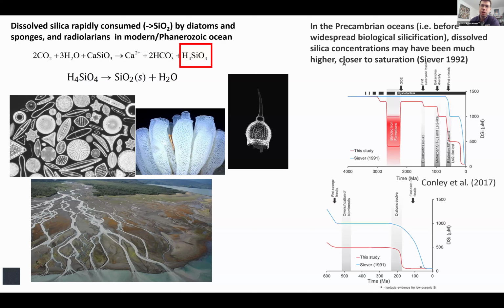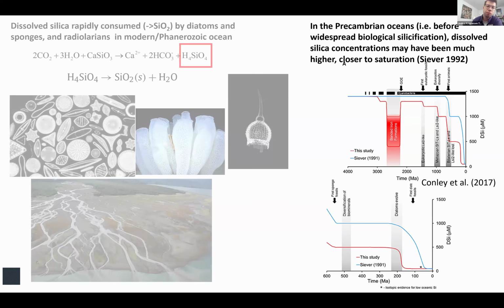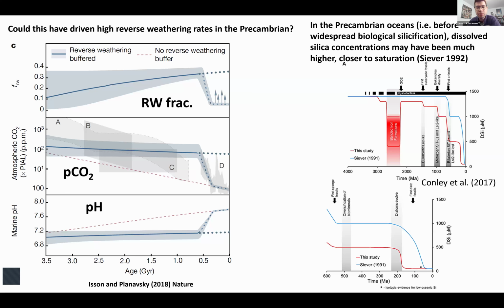But it has been argued that in the Precambrian oceans, before there was ecologically significant biological silicification, there may have been much higher dissolved silica concentrations in the ocean, perhaps even closer to saturation. And the exact concentrations are, of course, subject to debate, but certainly much higher concentrations of dissolved silica seem plausible. And so there's this possibility that those higher dissolved silica concentrations drove higher reverse weathering rates in the Precambrian.